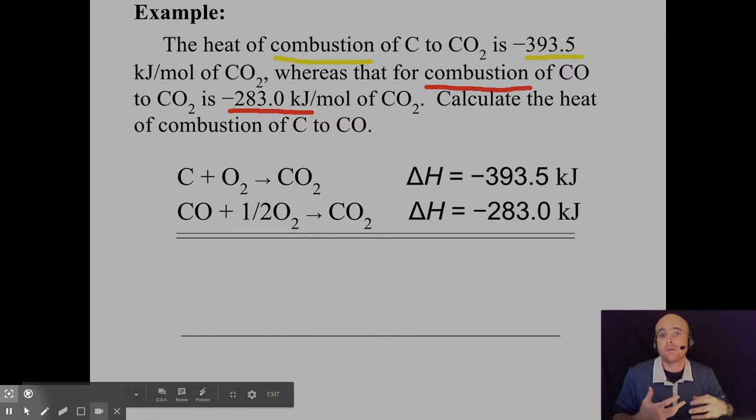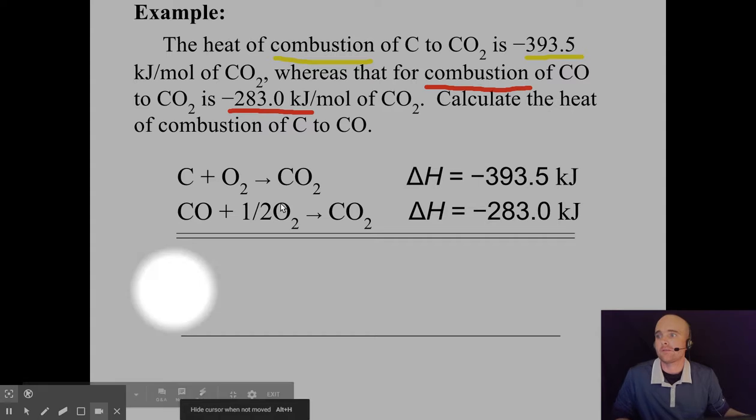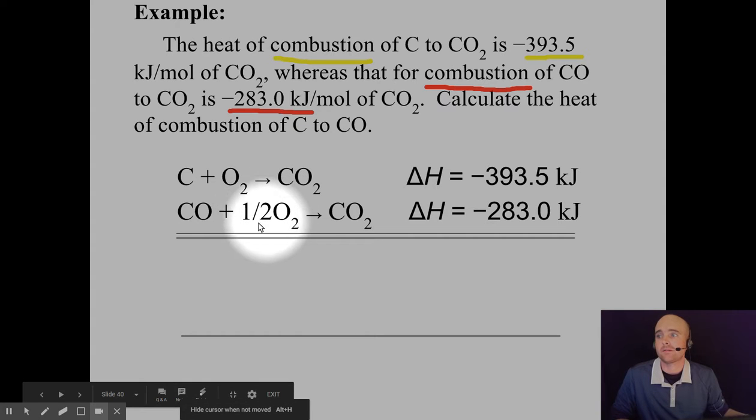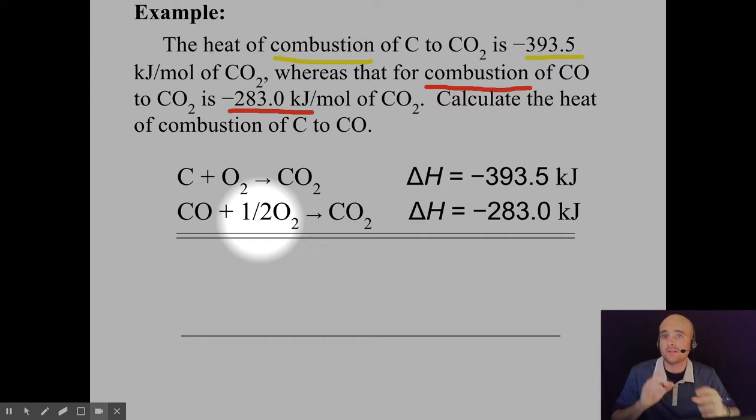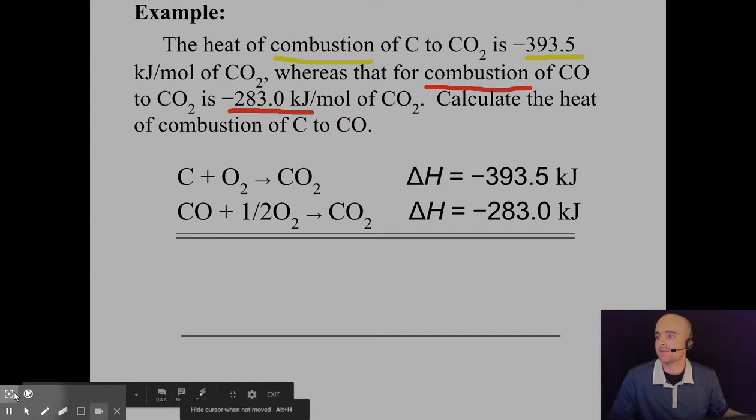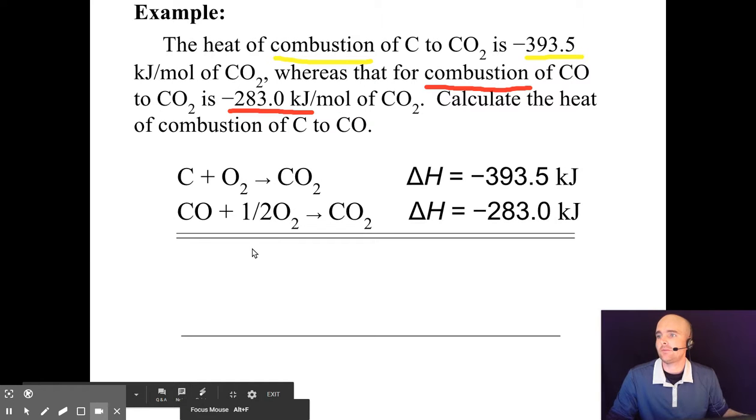I apologize, guys, the phone rang and I'm not exactly sure where I was. I do know I was right here at 1/2 oxygen, and I was explaining that it's important for thermochemical equations. Sorry about that.